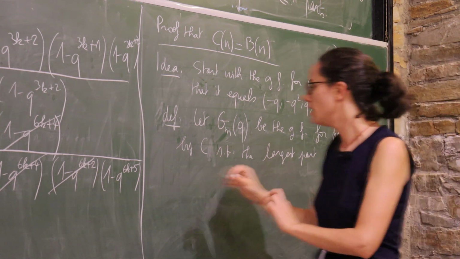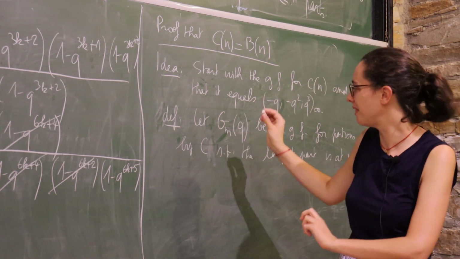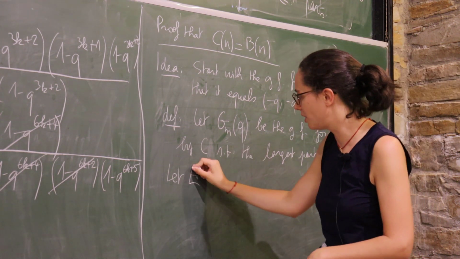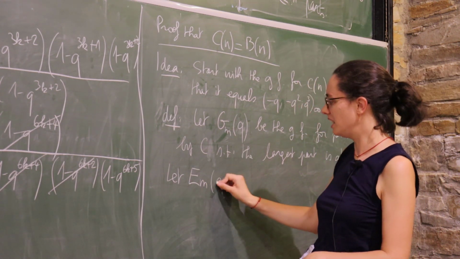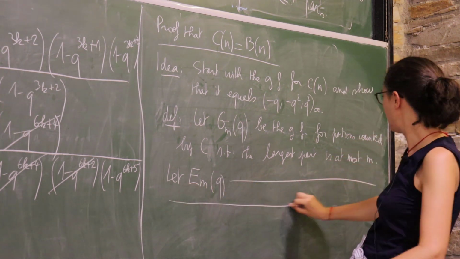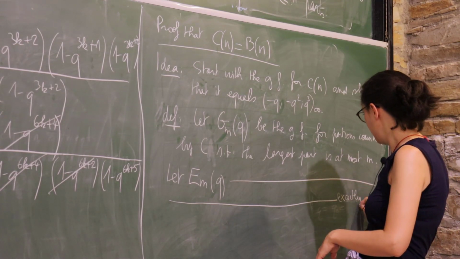And maybe here it's not fully necessary, but in some more complicated proofs I will do later, I also like to have another generating function, which I will call E of m, which will be almost the same thing, except the largest part is exactly m.